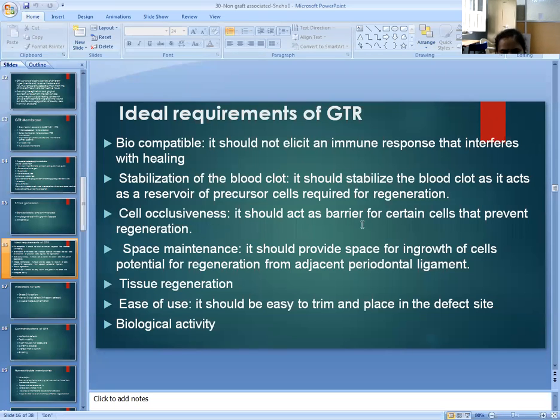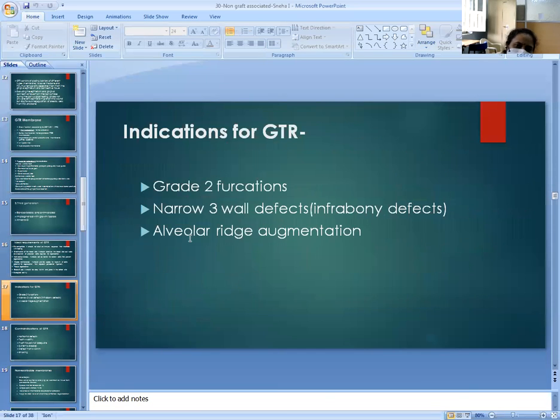It should be easy to use. Trim means we need to cut it in proper shape to adapt to the wound area. It should be user friendly also. Indications: grade 2 furcation involvement, narrow 3-wall defect, or alveolar ridge augmentation. All these are indications.